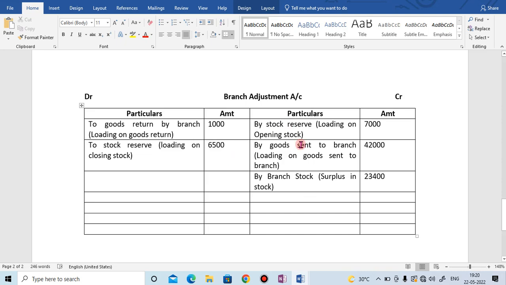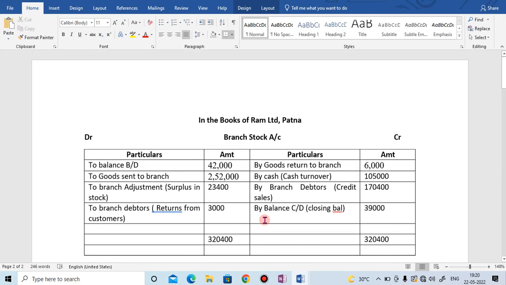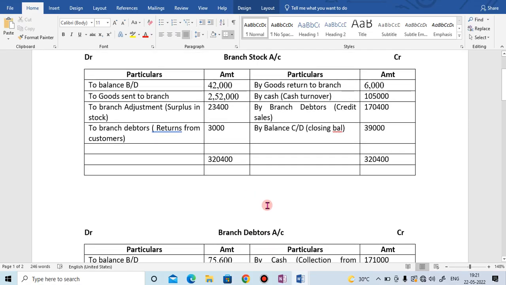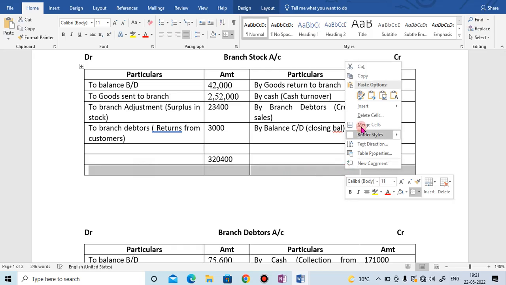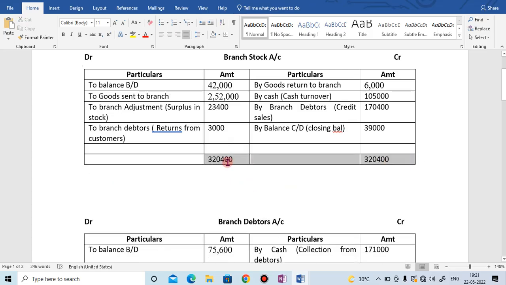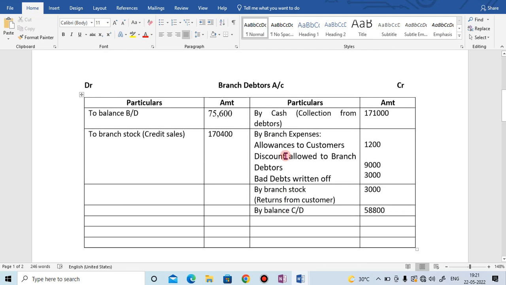Loading on opening stock we wrote in the credit side, and loading on closing stock we write in the debit side. Now loading is completed. All the 4 loadings we have calculated and passed the entries in the branch adjustment account. So here the branch stock account is closed.